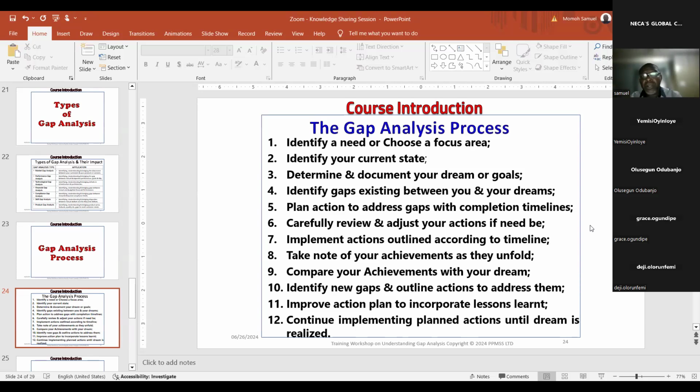The moment you appoint somebody and you give the person all the necessary appointment letters and every other thing as required by the ISO standard, you tick. That gap has been closed. You move to the next one.